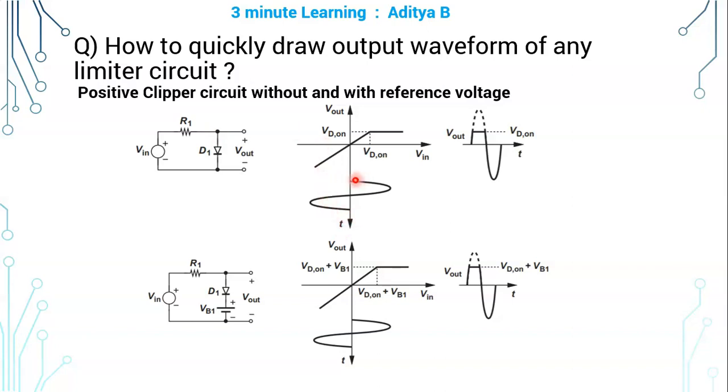This is the entire input waveform, positive half cycle and negative half cycle, and here no reference voltage is given, and we are considering an ideal diode, that is V gamma equal to 0. There is no diode drop. So transmission of the input signal below the reference voltage takes place. If the diode is ideal, VD on will be equal to 0, so the entire negative half cycle will be passed to the output, and the complete positive half cycle will be clipped.